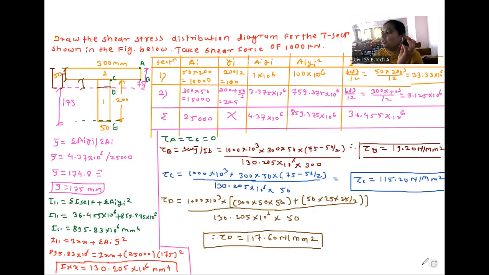Then we will draw the stress distribution diagram for this section. So first I will draw the original figure here. So this is the T section. Then we will extend all lines.